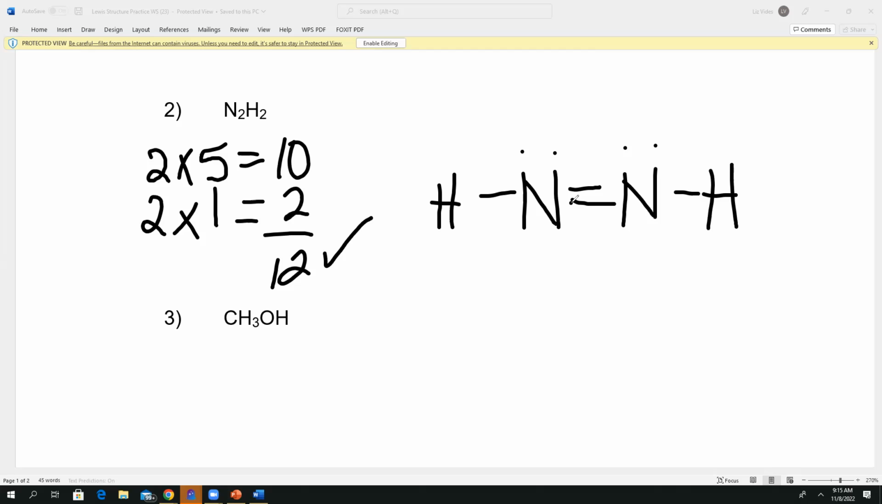Hydrogen does not need lone pairs. Remember that. Only nitrogen would. And nitrogen now has 4. 1, 2, 3, 4. 1, 2, 3, 4 each time, right? So we're good. All right.